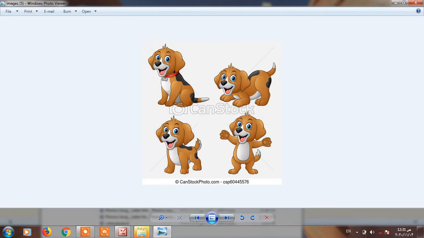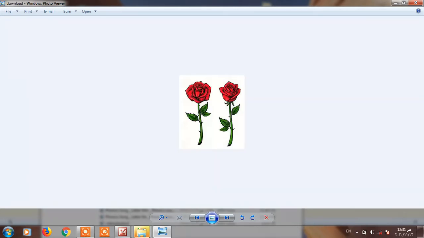Can you tell me, what can you see? Flowers. Repeat. Flowers. How many flowers are there? Let's count, one, two. There are two flowers. So KG1, we use there are when we talk about more than one.